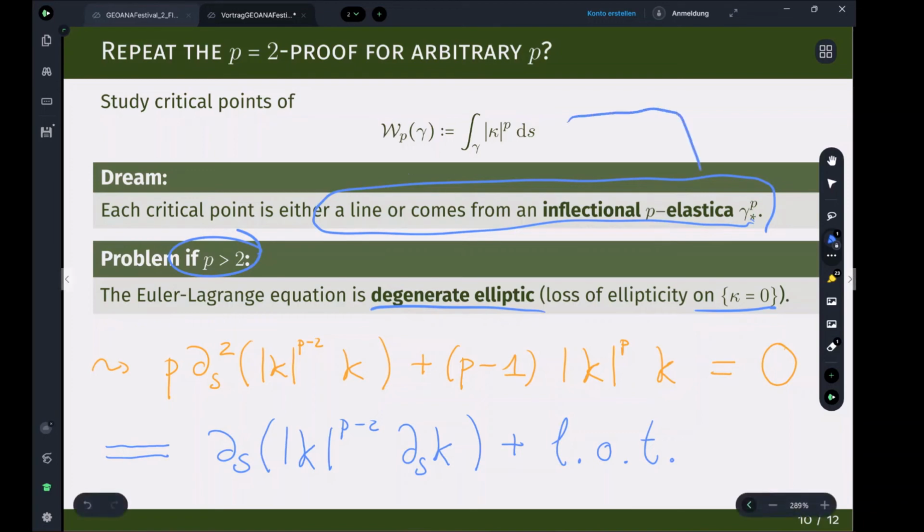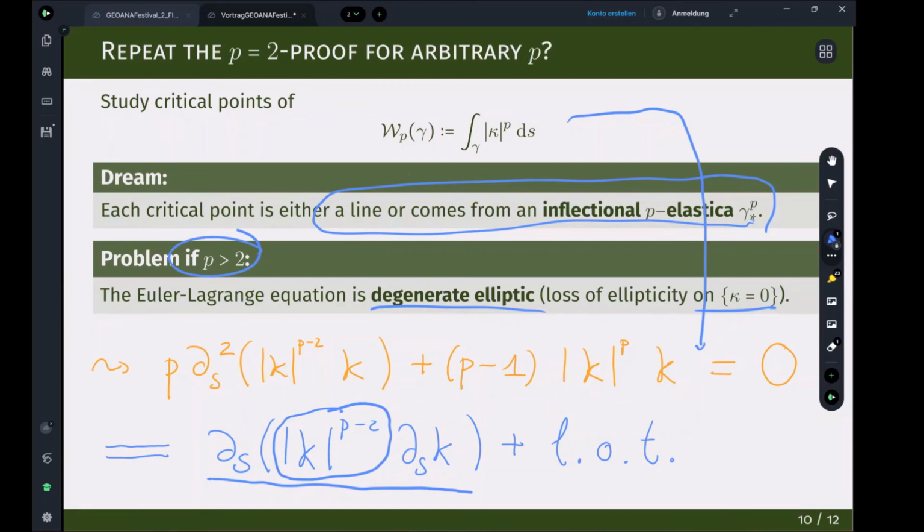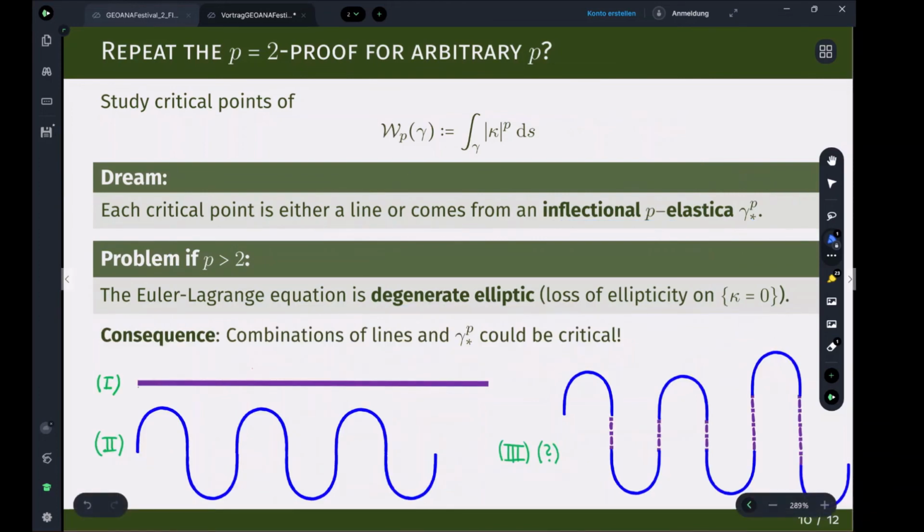So one can also see it when looking at the Euler-Lagrange equations for the curvature explicitly, or for this curve energy explicitly. Those look like the orange one, and here we see that it's an elliptic operator with a very degenerate coefficient, at least when the curvature vanishes. So yeah, we have a problem when the curvature vanishes, because what can then theoretically happen is that we can get type 3 critical points.